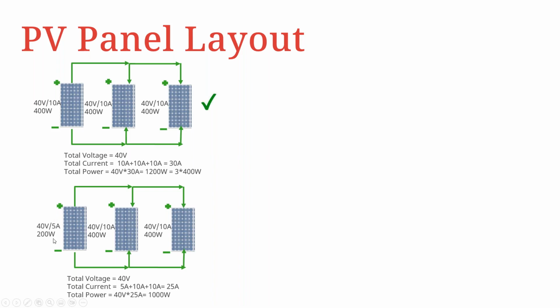In this case, we have just one difference from the other two panels: 200 watts and 5 amps. So in this case, the currents add up, as you can see. So 5 plus 10 plus 10 gives us 25. And then the voltage across the parallel connections is the same, so it's 40 volts. So total power is 40 times 25. That gives us 1 kilowatt. This is also fine. So now let's look at the third variation.